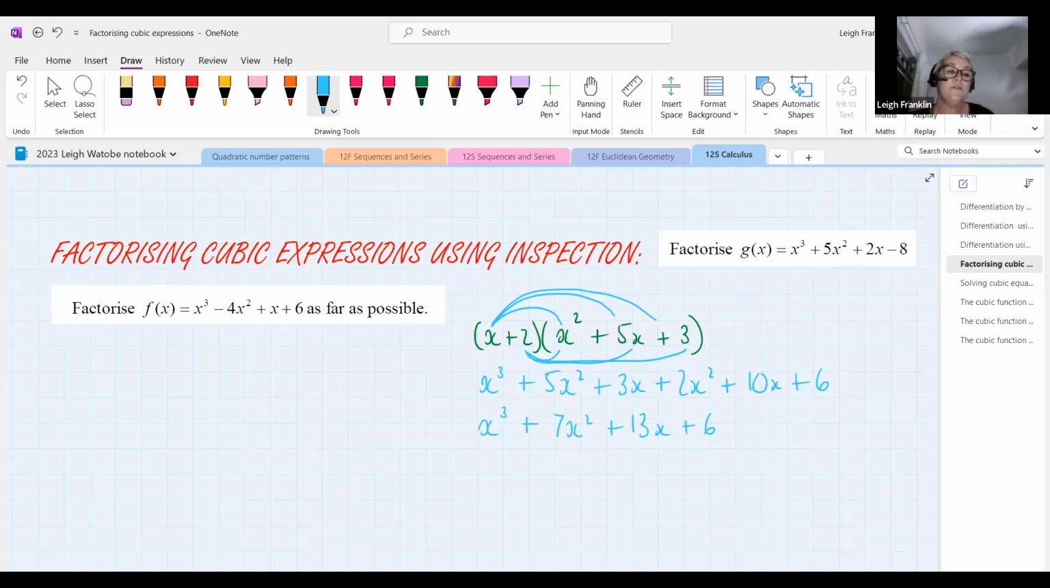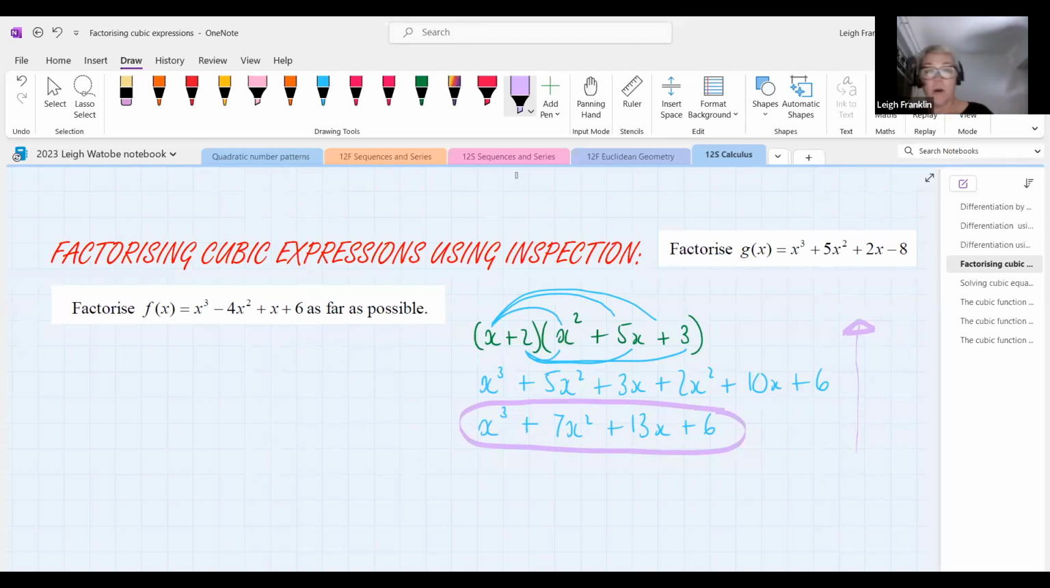So when we factorize cubic polynomials, we're starting over here, and I am teaching you to go back the other way and put the brackets in. That's what we're doing when we factorize cubic polynomials.